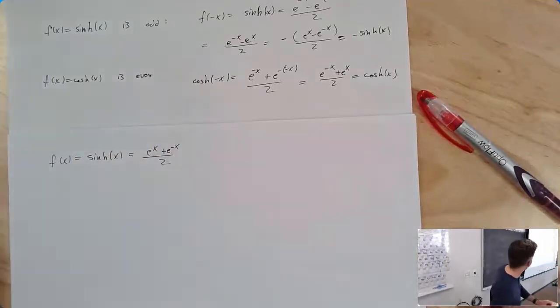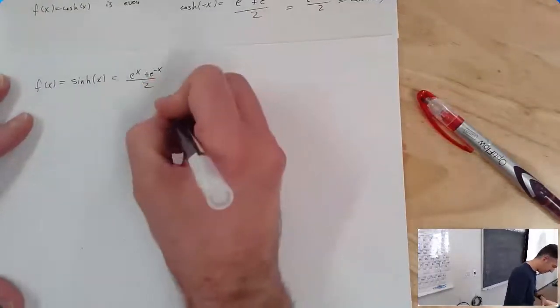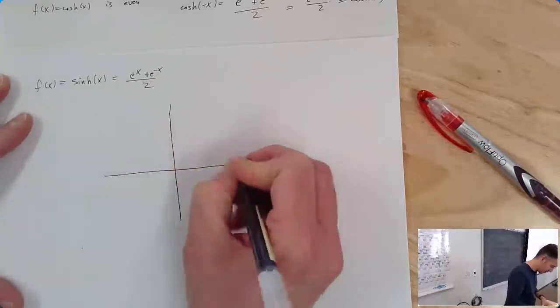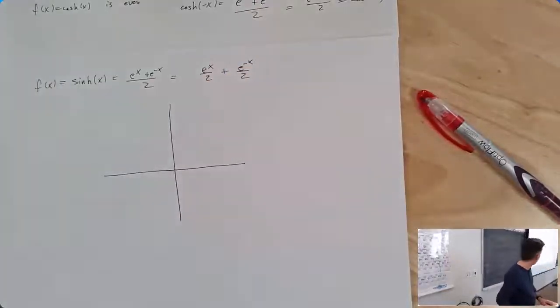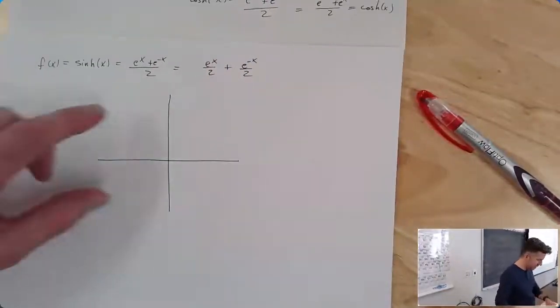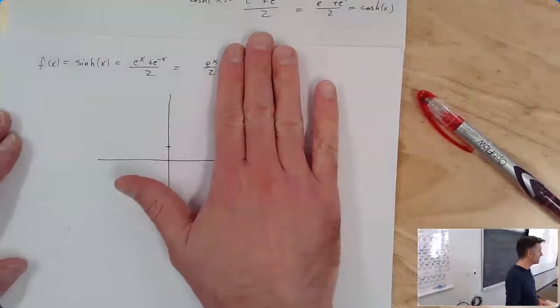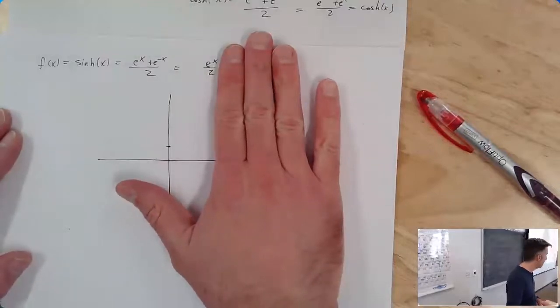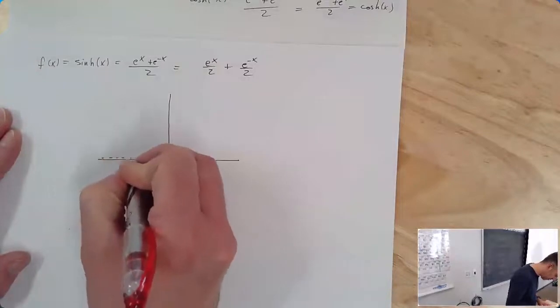So here's how people usually graph this, or think about graphing it. This graph has asymptotes. Very weird asymptotes. Let me show you what I mean. So we're going to think of this as e to the x over 2 plus e to the negative x over 2. And I'm going to graph just e to the x over 2 first. If I just think about graphing that for a second, e to the x over 2 has a y-intercept at 1/2. So plug in 0 for x, I get y equal to 1 over 2. So here's my graph of e to the x over 2.